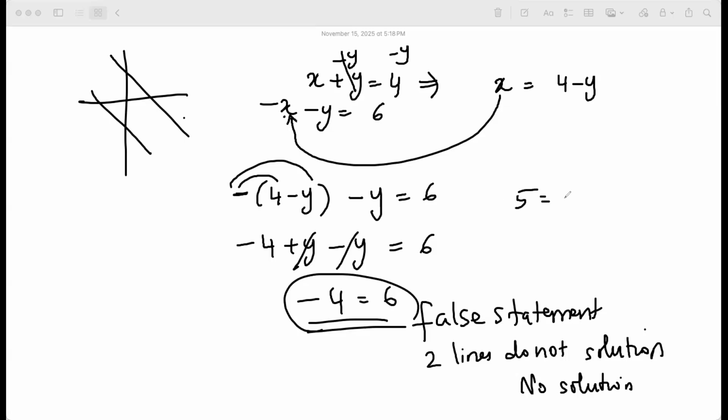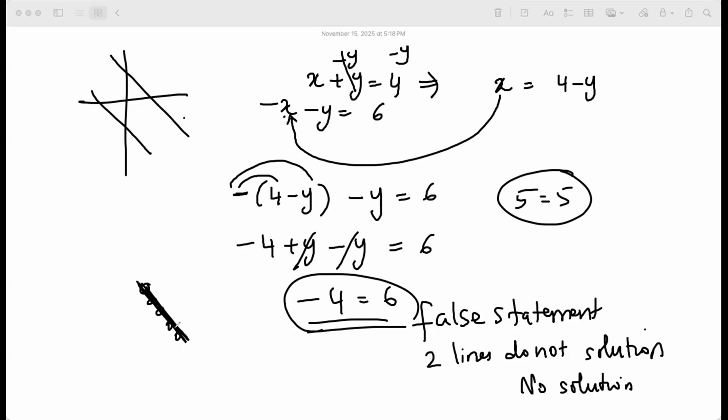Sometimes you may end up with phi equal to phi. This is a true statement, right? In that case, both the lines are the same. They both intersect all the time. So you have infinitely many points that are intersecting. So you have infinite solutions. Make sense? For that, shouldn't there be a variable?